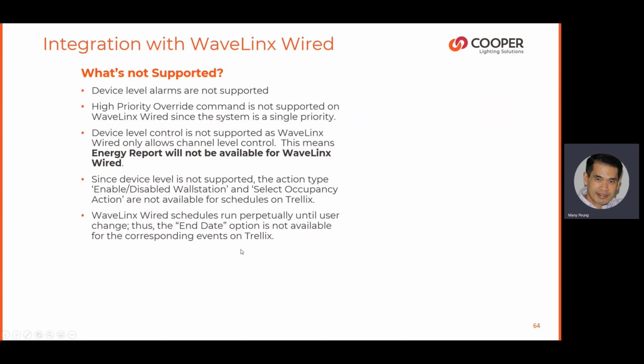The WaveLinx Wire schedule will run perpetually until the user changes it, thus the end option is not available for the corresponding event on Trellix. So pretty much when you set up schedule on Trellix to control WaveLinx Wire system, you're going to have no option to select the end date. Okay, you just need to select no end date option.